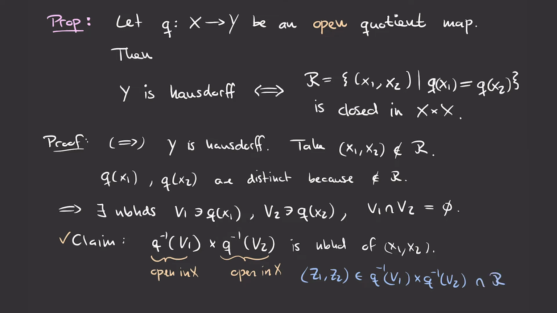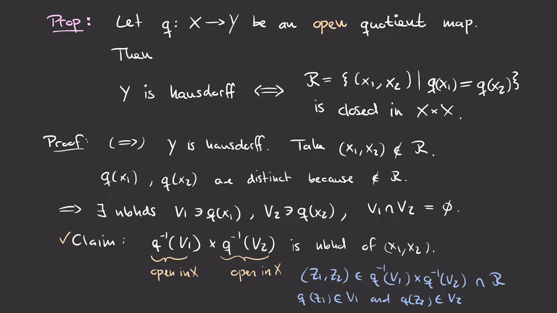Well, what does this mean? Since (z1, z2) lies in the preimage of V1 times the preimage of V2, this means that q of z1 is an element of V1, and q of z2 is an element of V2. But now observe that by assumption, V1 and V2 are disjoint from one another. Therefore, it's impossible for q of z1 to equal q of z2.